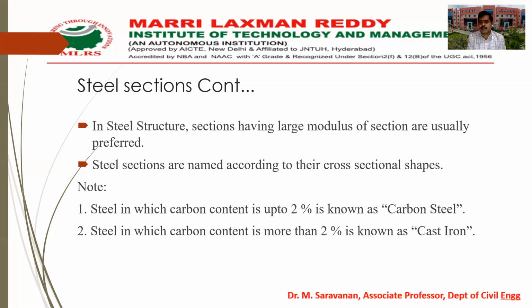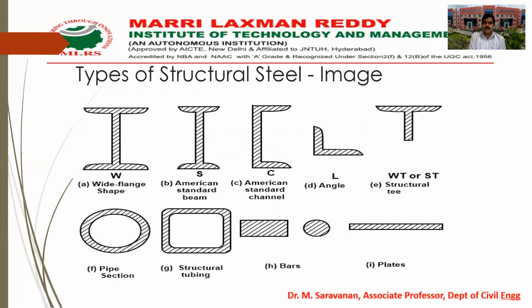Steel sections are named according to their cross-sectional shapes. Steel in which carbon content is up to 2% is known as carbon steel, and steel in which carbon content is more than 2% is known as cast iron. Now we will see the types of structural steel.